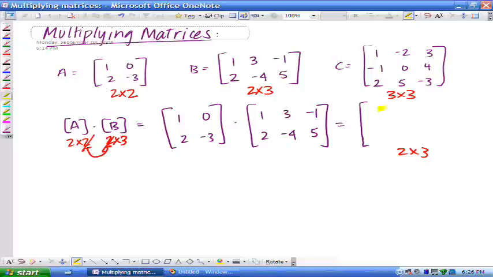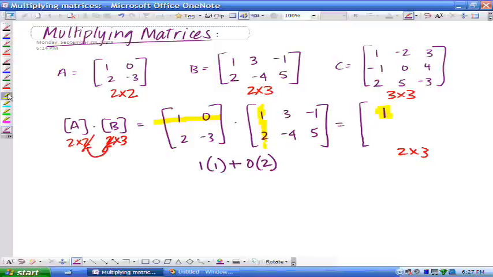When you want to find out this answer right here, you multiply row 1 with column 1 and see what you get. So when I do that, I do 1 times 1 plus 0 times 2. And when I add that together, I get the answer is 1, and a 1 goes in that spot.